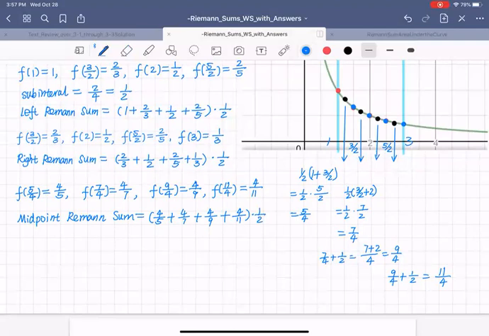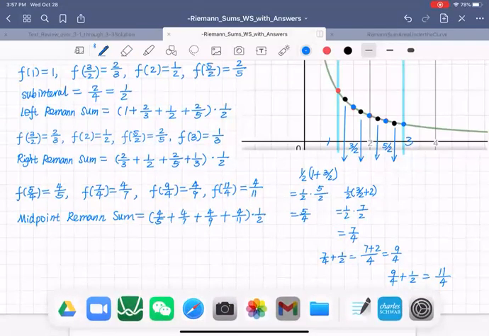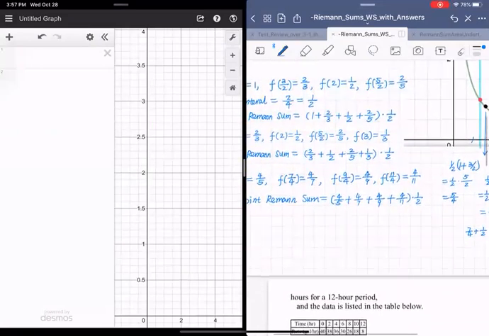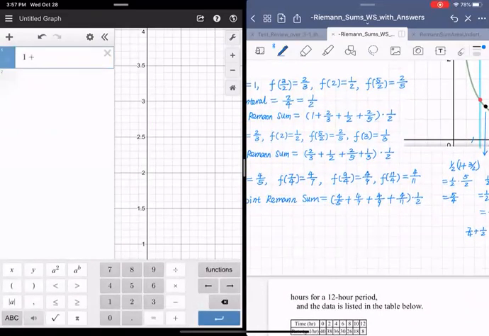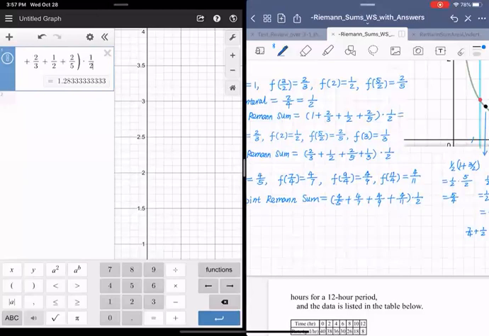All right, so let's use the calculator to estimate the value here. Let's calculate how much this equals. If we do 1 plus 2/3 plus 1/2 plus 2/5, and then times 1/2, this gives us a value of about 1.283.